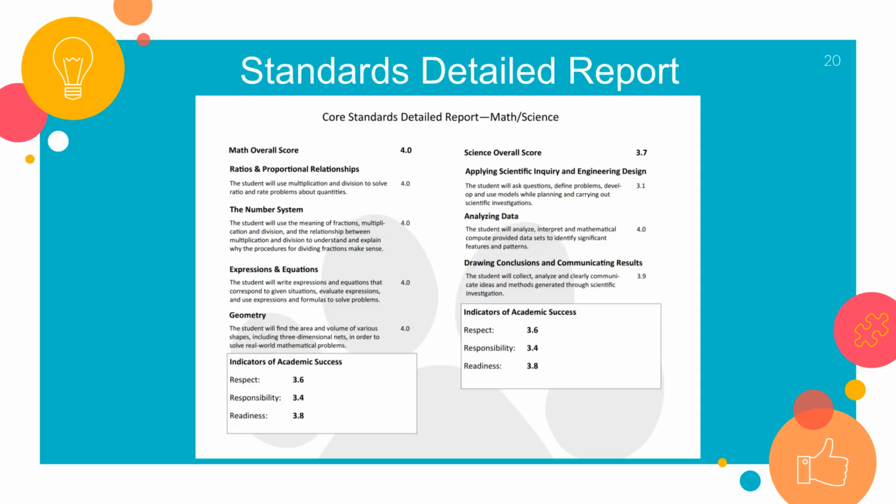This next page shows another example of a standards detail report, but just for the math and science domains. And notice we also are going to include those indicators of academic success for the courses directly under the report card. They just don't influence the subject matter grade.